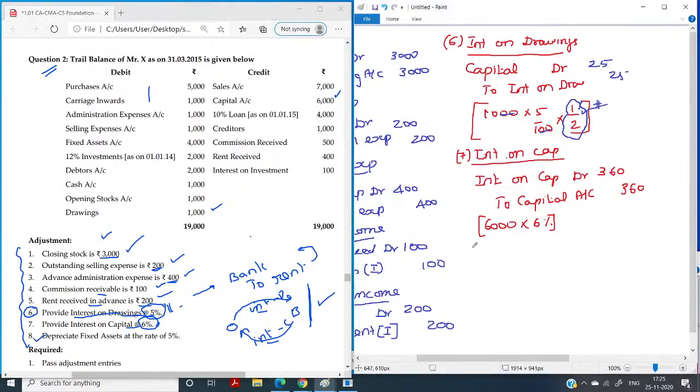So the 8th transaction, depreciation. Depreciate fixed assets at the rate of 5%. Come on, pass a journal entry for this. The fixed assets being 4,000 rupees. For that 4,000 rupees, you have to provide the depreciation at the rate of 5%.